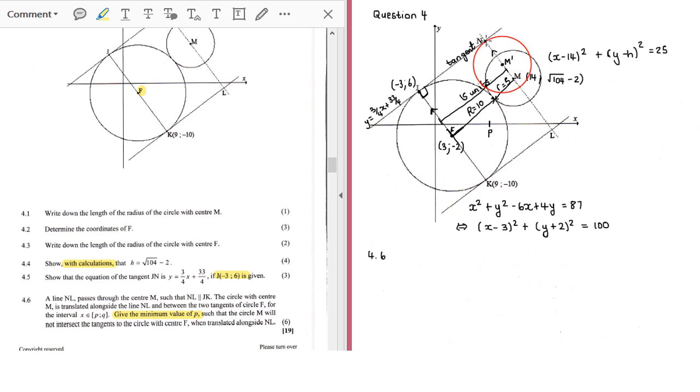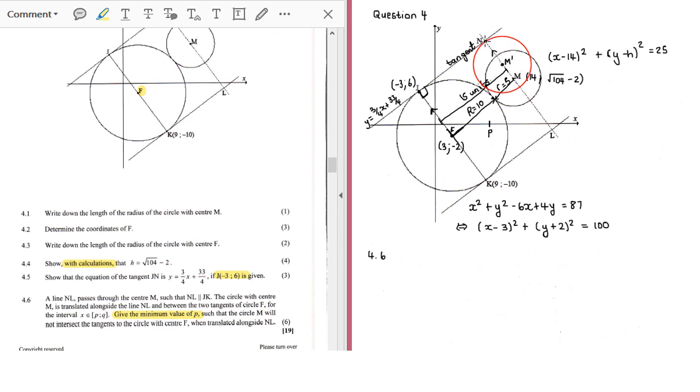Right, so you can see now that what we have there is a point of intersection between two lines. There we have the intersection between the tangent Jn and the diameter, or just this line. It's not actually the diameter. The line NL.